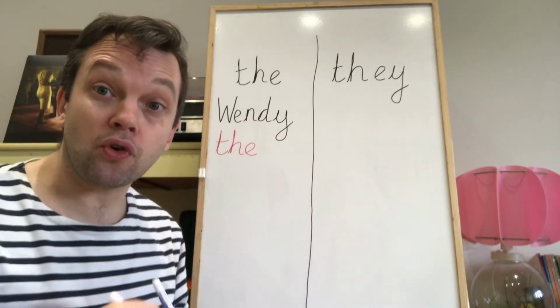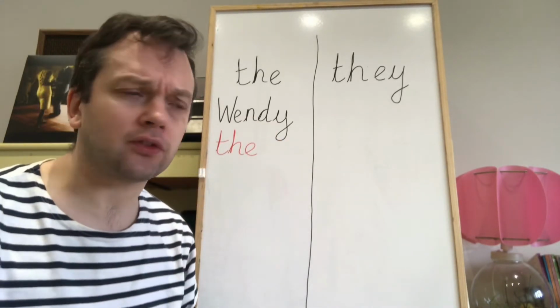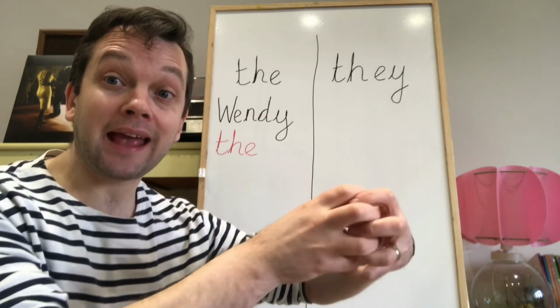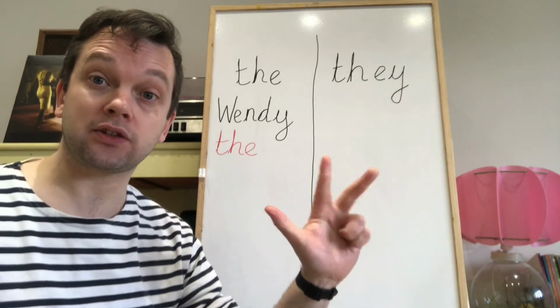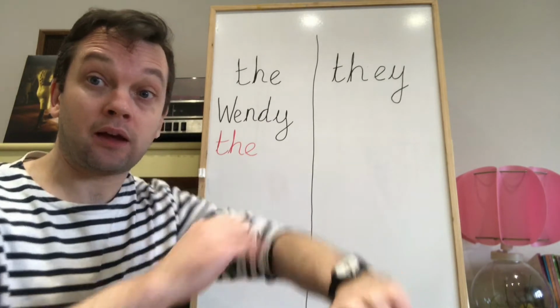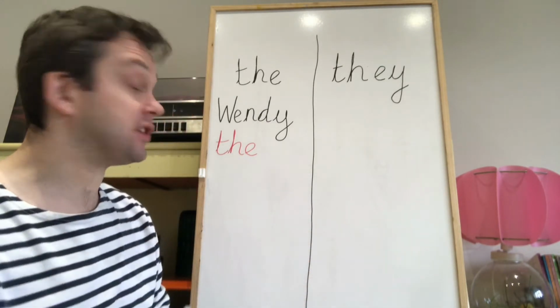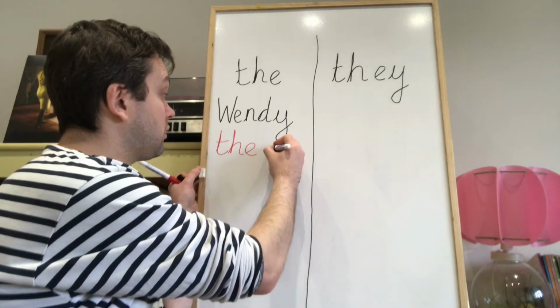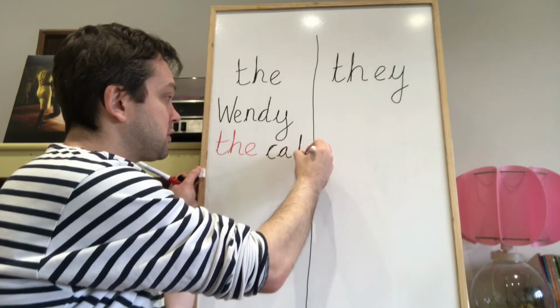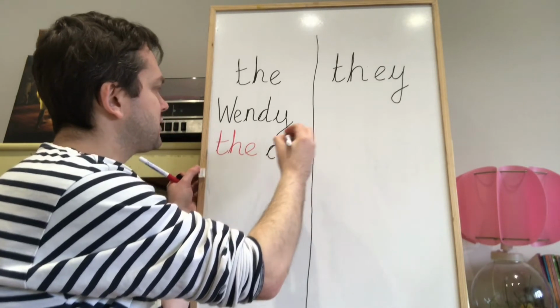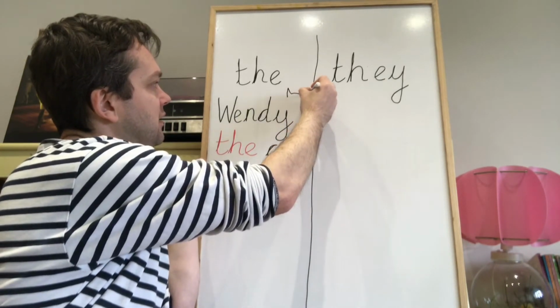And can you use your phonics to spell the word cat? Stretch it out. Cat. Cat. K-at. K-at. Ready, steady, go. K-at. Wendy the cat. There she is.